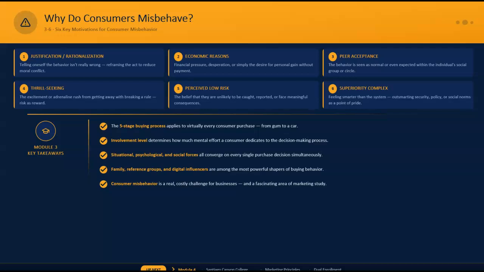Family, reference groups, and digital influencers are among the most powerful shapers of buying behavior. Consumer misbehavior is a real, costly challenge for businesses and a fascinating area of marketing study.